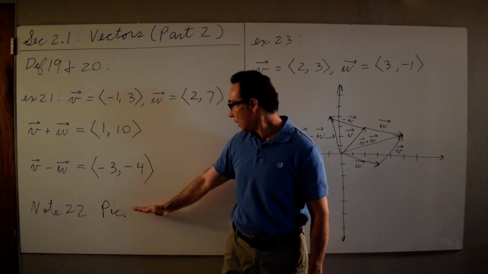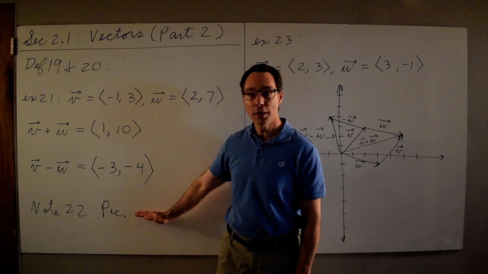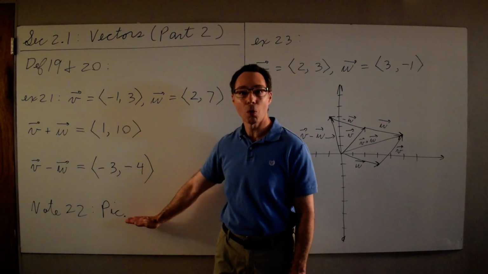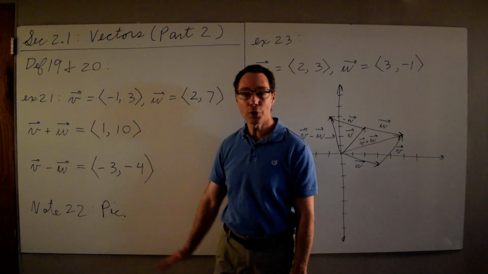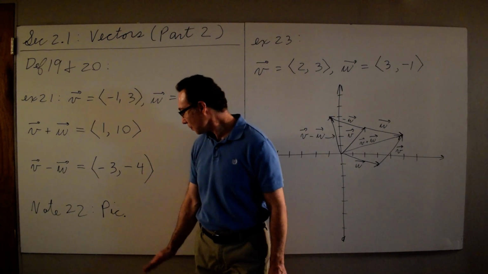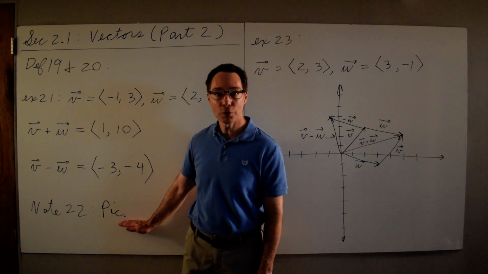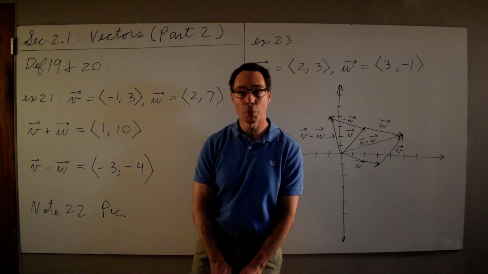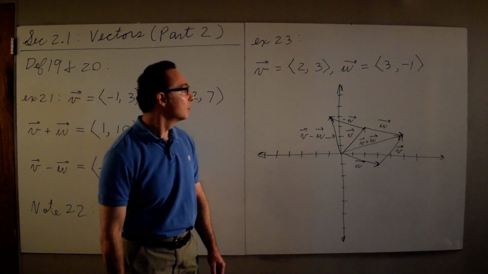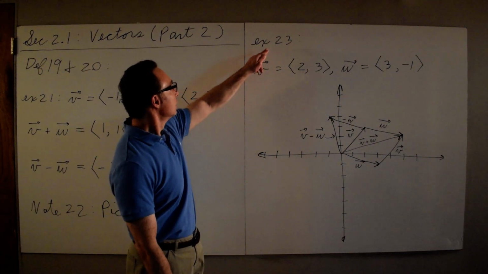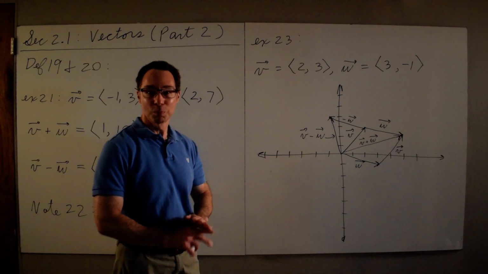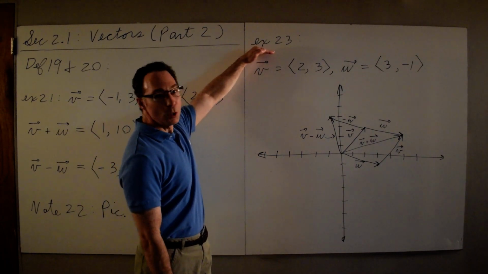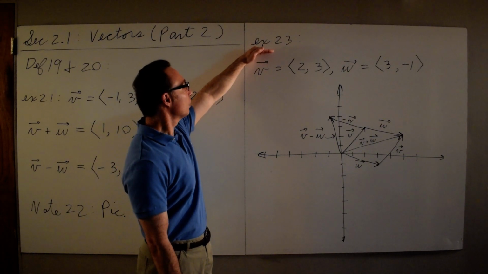And note 22 is an illustration. It's a picture. It's the geometrical interpretation of vector addition. And so study that note for a couple of minutes before you go on to the next example, which will be example 23. And so you might want to pause the video and just look at your notes for a minute. Assuming you've done that, let's go on to example 23.